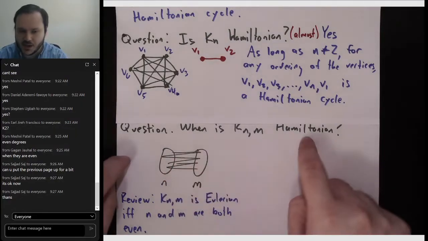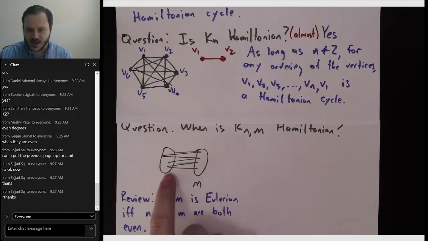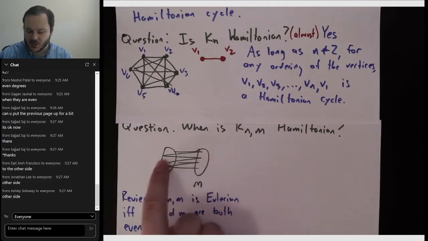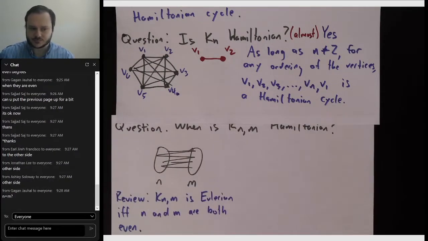So what's going to make this Hamiltonian? How can I hit every vertex? So what does my Hamiltonian cycle look like? If I start on this side, where am I going to go? Always got to go to the other side. And then once I'm on this side, I got to go back. So my Hamiltonian cycle's got to bounce back and forth between these two. If I want to hit every vertex, and remember, it's got to be a cycle.